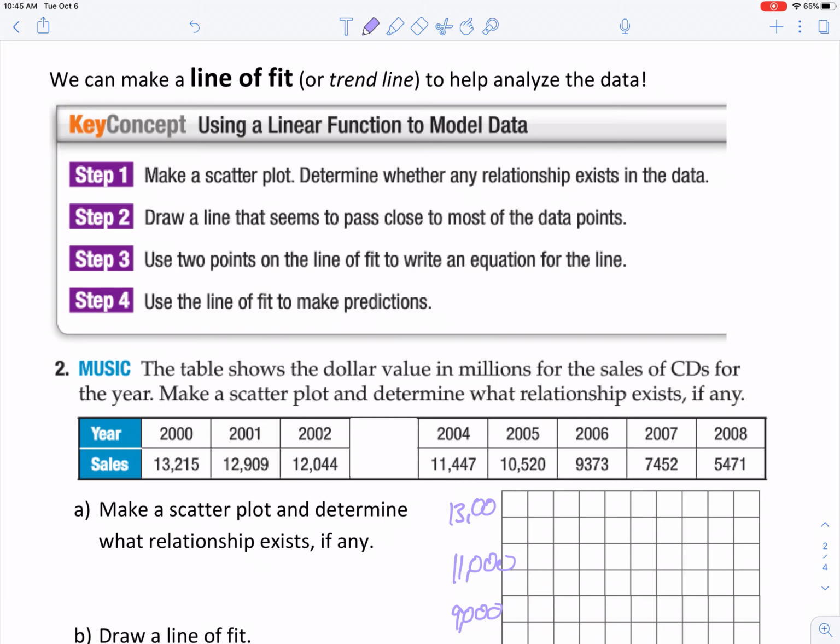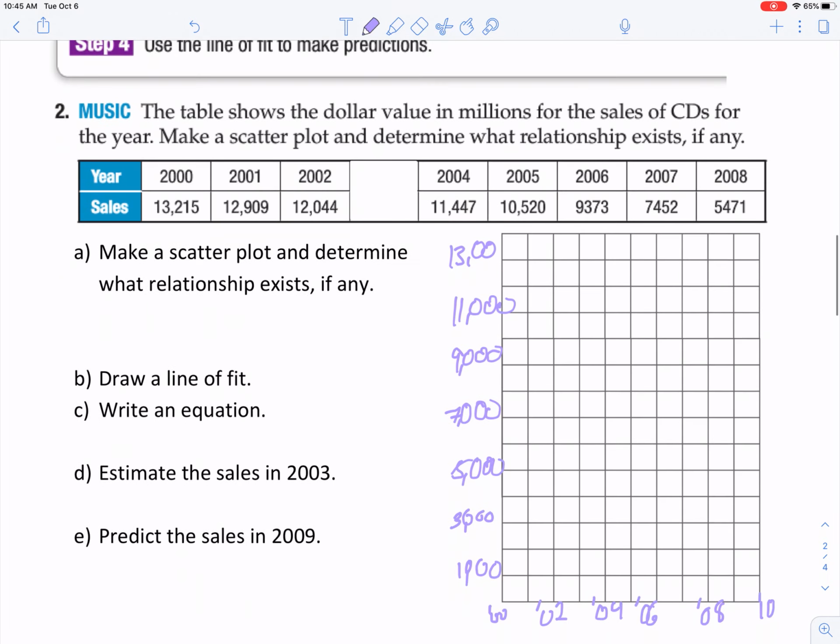There is a way to find the absolute line of very best fit, and we're going to learn how to do that tomorrow. But for today, we're just going to draw a line of fit, not best fit, just fit, also known as a trend line. So step one's going to be to make a scatter plot.